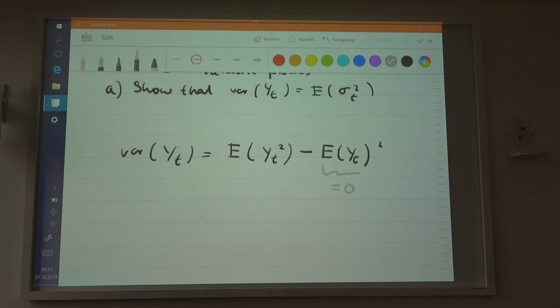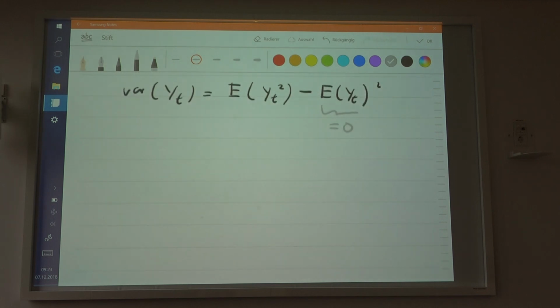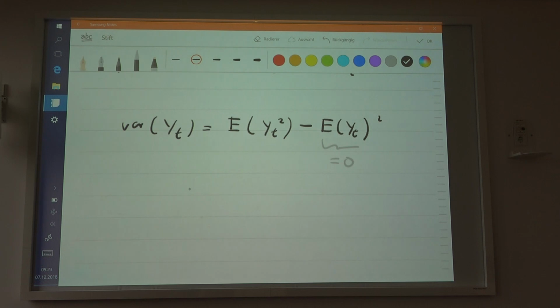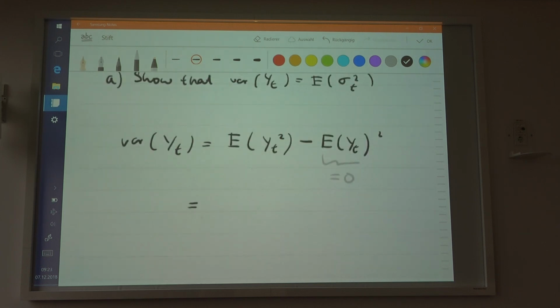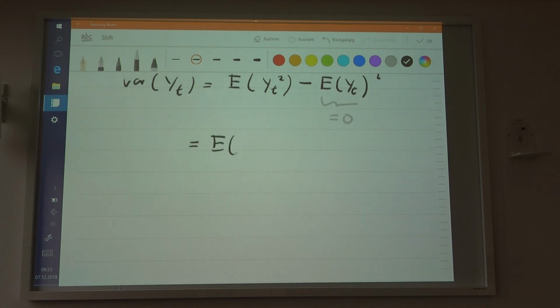So the variance of the process is equal to the expectation of the squares. And the expectation of the squares is, taking the square of this process, going to be equal to the expectation of sigma squared times the square of the noise. Now, of course, these two are independent from each other. So due to the independence, the expectation of the product is equal to the product of the expectations, because the noise is independent of sigma squared.